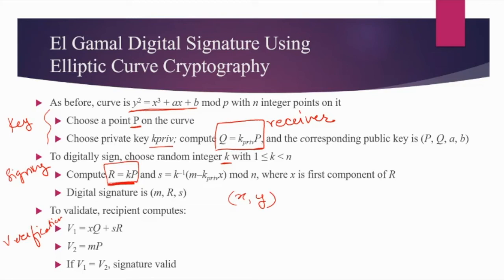Okay, now you have to compute small s. Now, what is a small s? Small s is another signature which is computed in this manner. So K inverse, this is the random number K inverse, M minus K private X. So this is a point chosen by the sender only, right? Because we are working with digital signatures. Everything is opposite in digital signature.